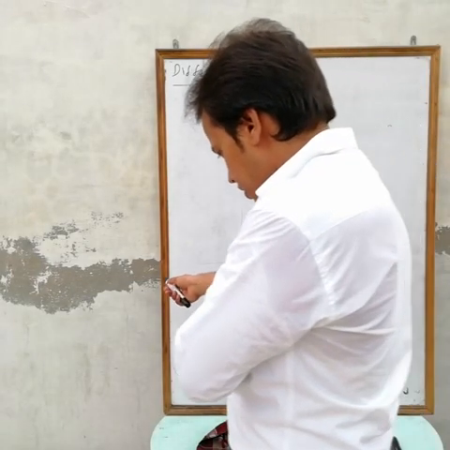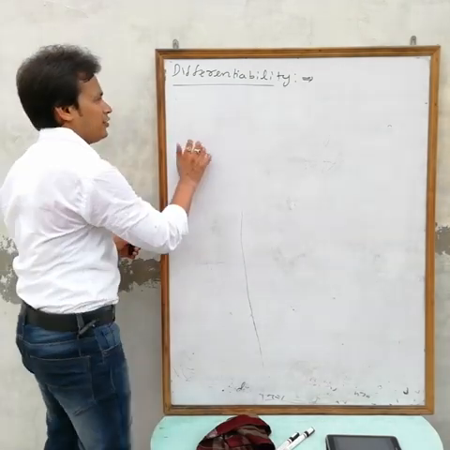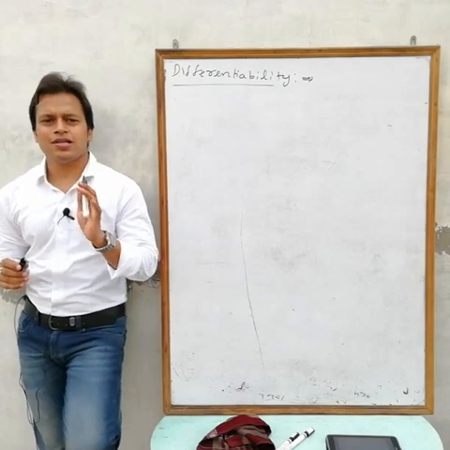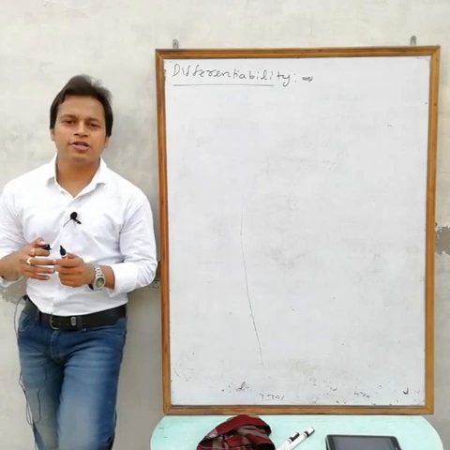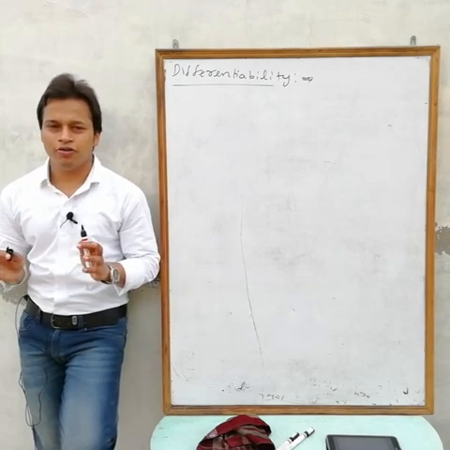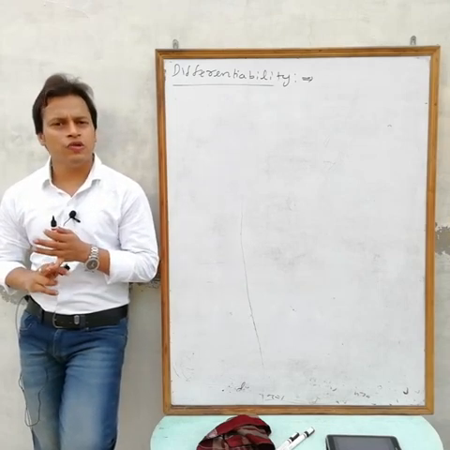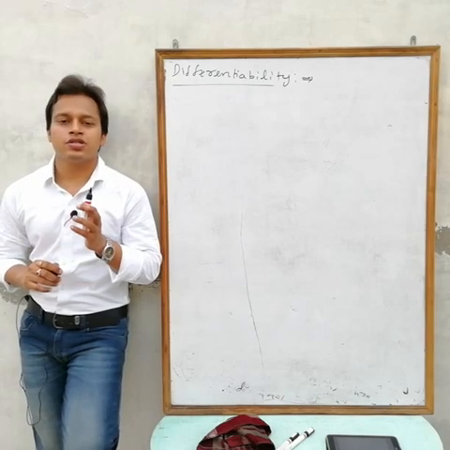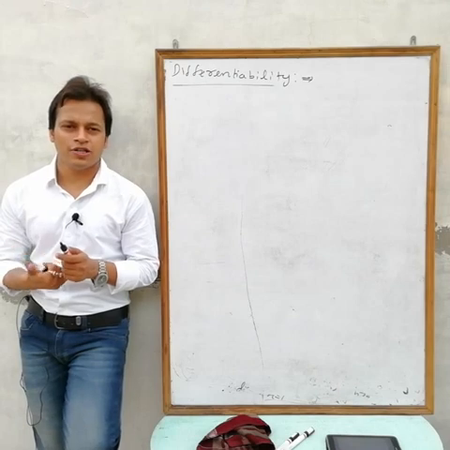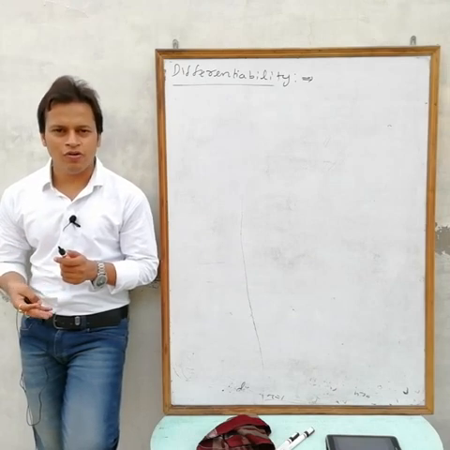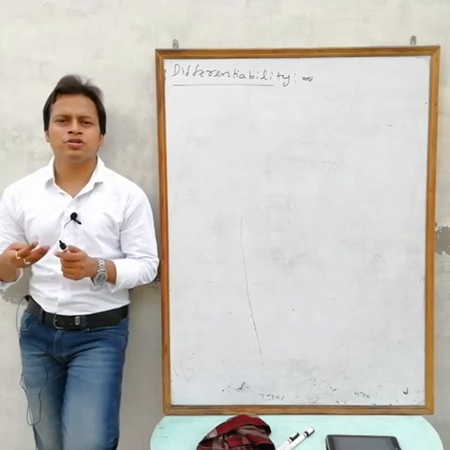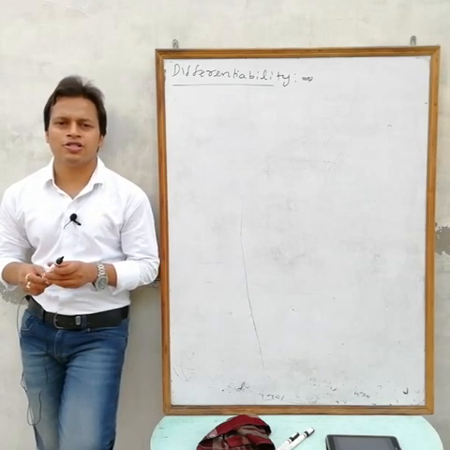Okay, next is differentiability. Now, at any point x equals a, the derivative represents the slope of the tangent. This is the geometrical meaning of the derivative. We have two meanings, one geometrical and the other physical. The physical meaning is the instantaneous rate of change. At any point, the instantaneous rate of change also represents the derivative, and geometrically, for any graph, the slope of the tangent at a point also represents the derivative.